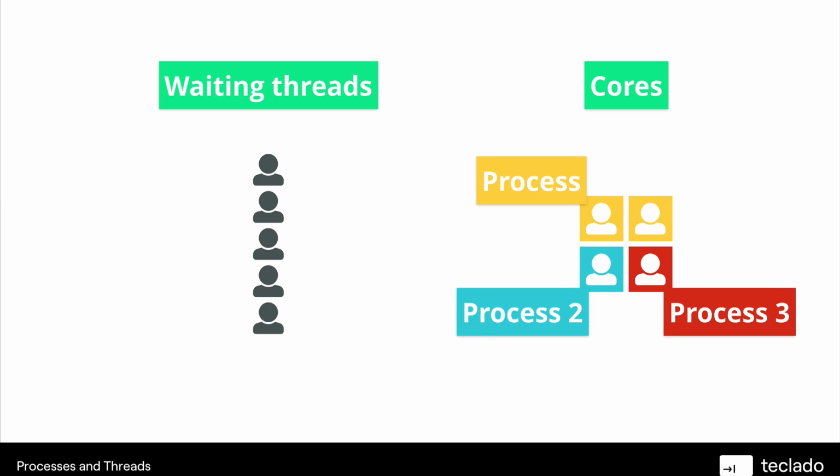In this case, process 2 has a resource, which is a core, and it's running a thread. Process 3 also has a resource, which is a core, and it's running a thread. The waiting threads could be a part of one of these processes, and they just happen to be waiting, or they could be part of other processes, which at the moment don't have any resources. So the process is just the wrapper around the threads and the resources they need.